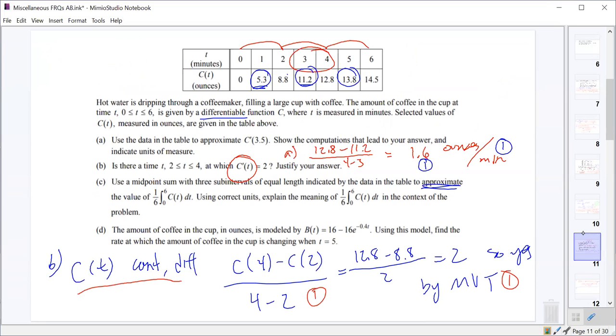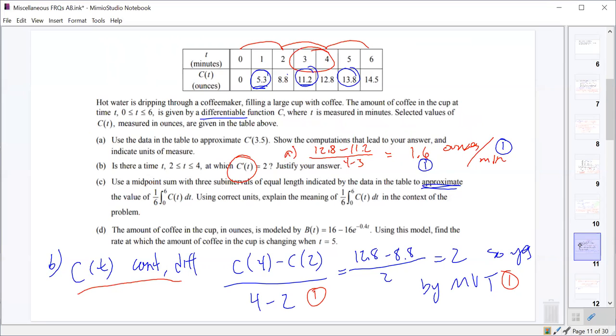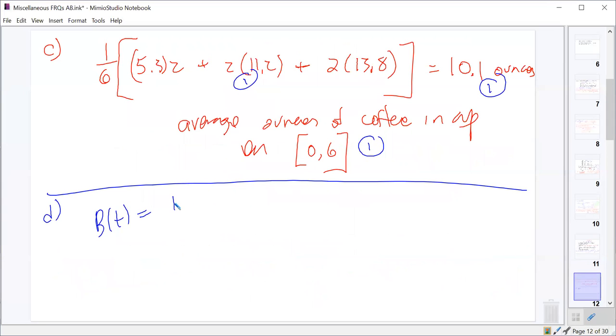All right, part D says the amount of coffee is modeled by this function. So they give us a new function to represent it. We want to find the rate at which the amount of coffee in the cup is changing when t equals 5. That just means we need to find the derivative of this at t equals 5. So if B of t was, I've already forgotten what it was. What was it? 16 minus 16 e to the negative 0.4t.